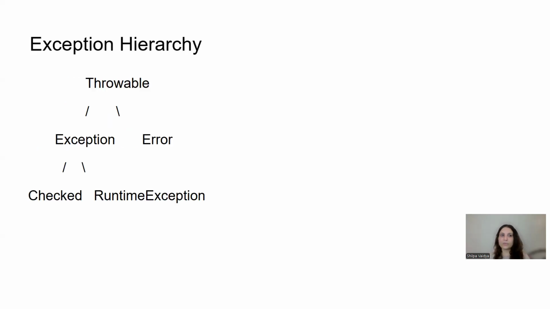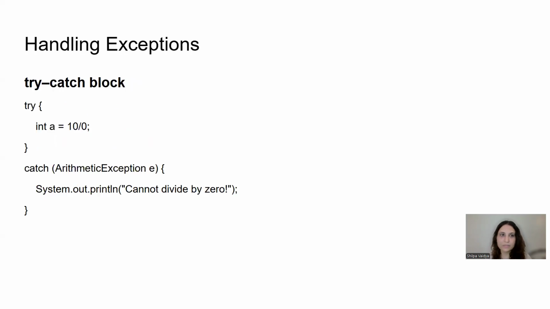Now, with respect to exceptions, we have the hierarchy. From Throwable, we have two parts, that is Exception and Error. Under Exception, we have checked and then runtime exception. We'll see the examples one by one. We'll try to do a try catch block.